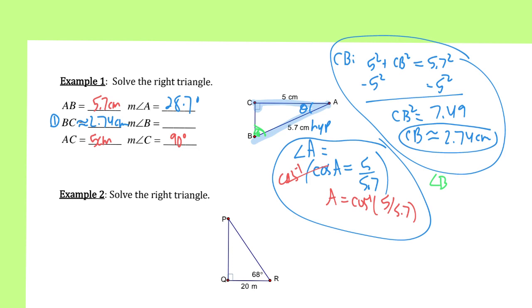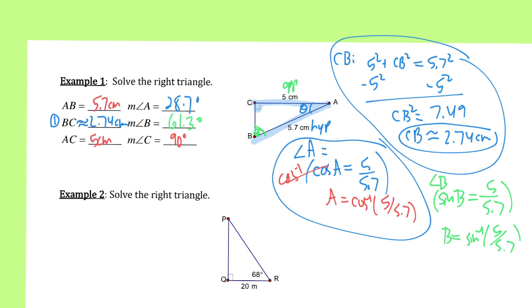So from B's perspective, this is the opposite side and this is the hypotenuse. So sine from B's perspective is equal to 5 over 5.7. If you do the inverse sine of both sides, you get B is equal to the inverse sine of 5 over 5.7. Use your calculator: second sine, then 5 divided by 5.7, close the parenthesis, and I'm going to get 61.3.